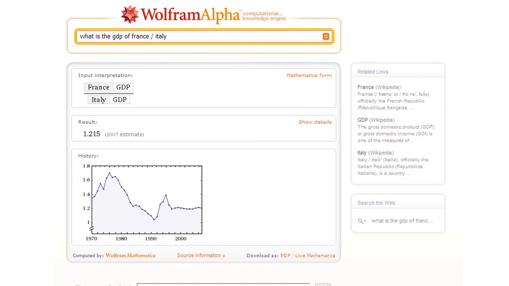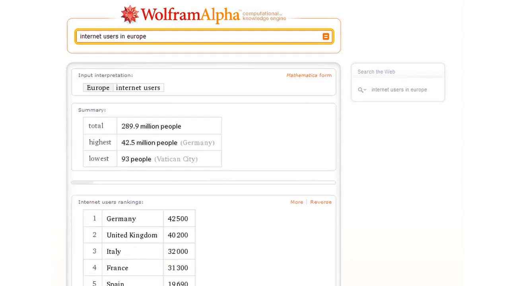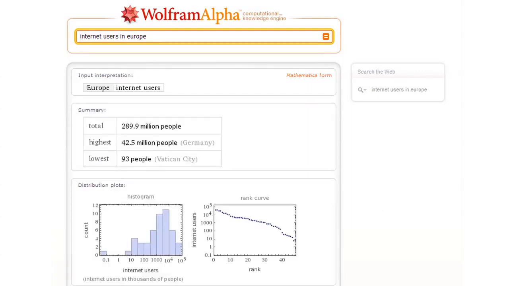Okay, let's try something different. How about internet users in Europe? Now Wolfram Alpha is going to take what it knows and summarize it for us with a table and some graphs and so on. All right, how about some geography?